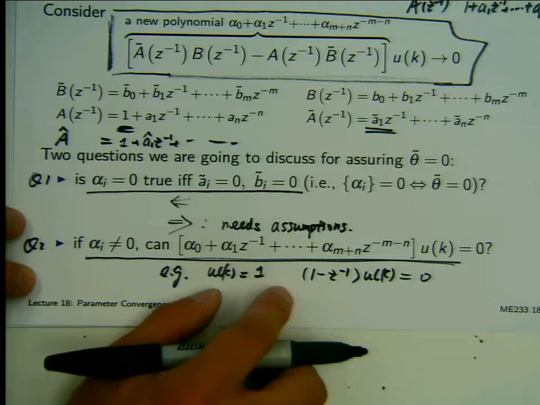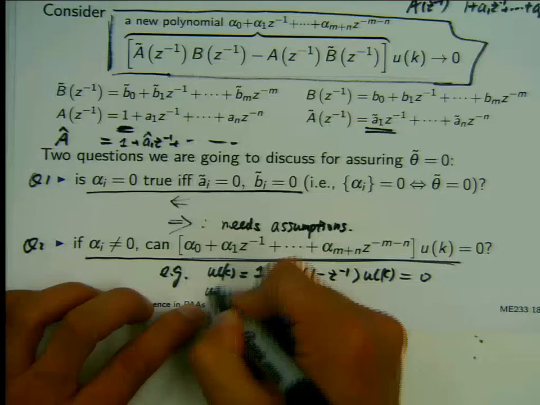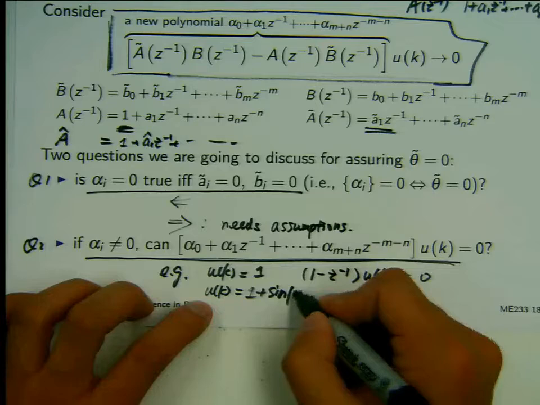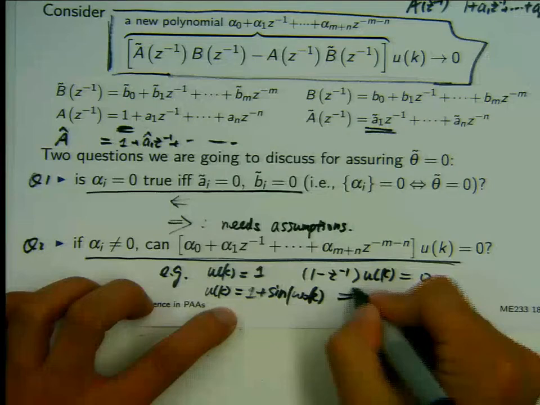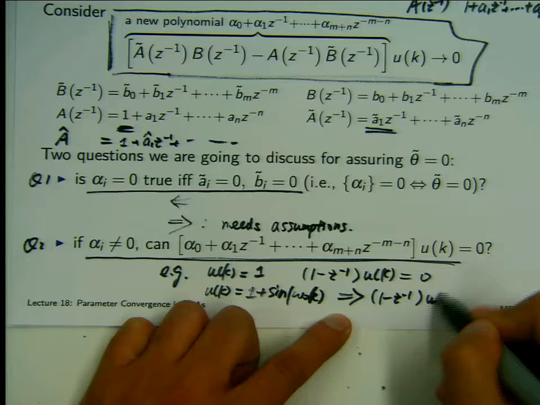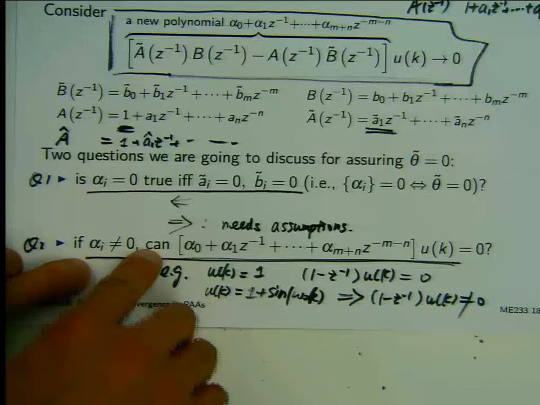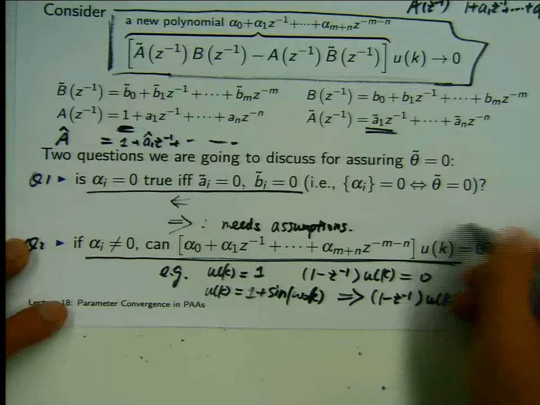What about if the polynomial is the same polynomial, but UK is 1 plus, let's say, sine of omega 0 k? If UK is this guy, then we no longer have this filtered result being zero. So if we want to fully answer this question, the short answer is it depends on U. For different U's, we will have different results.